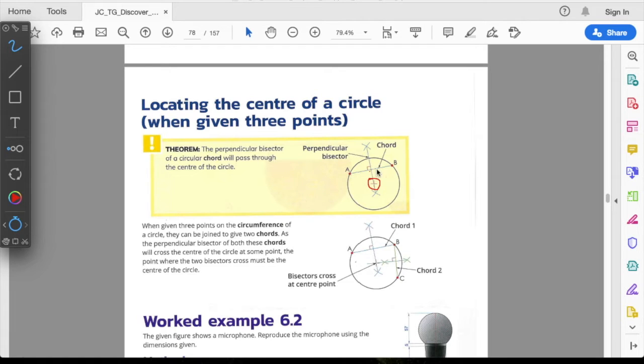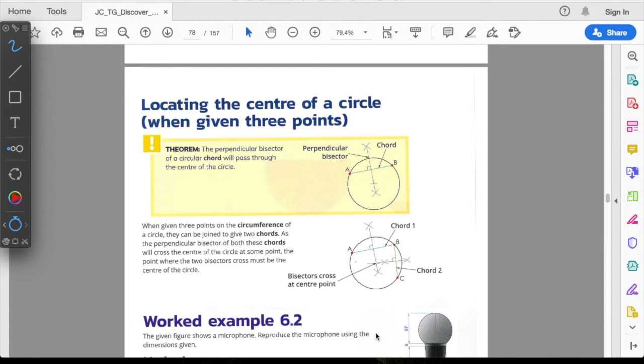So if you join any 2 points on a circle and you bisect it, the bisector will have to go through the center of the circle, no matter what. Now, how this construction works if we're locating the center of a circle when given 3 points: we get 3 points, A, B, and C. If we join A to B and bisect the line, we'll get one perpendicular bisector that has to go through the center. And then if we take another chord, BC, and bisect that, we will end up with another bisector which crosses the first one, which gives us the center of that circle.